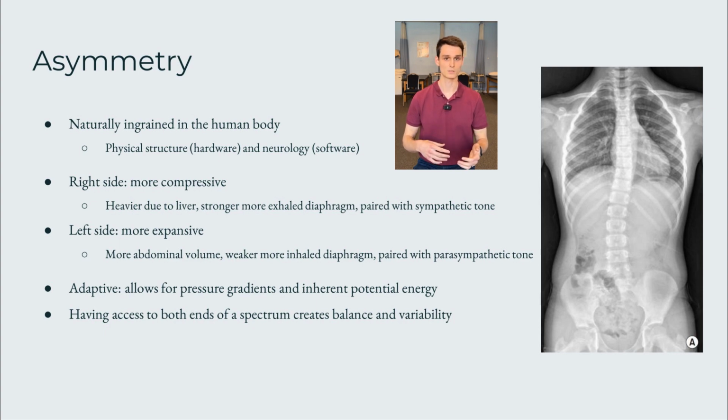Along those lines, the right side tends to be more of a compressive biased side, where we're actually heavier on the right side of our body due to the liver being on that side. The diaphragm on that side is much stronger and larger, and it sits in more of an exhaled domed position. Even looking at the nostrils, breathing through your right nostril pairs with sympathetic nervous system activity, whereas the left side is a little bit more the opposite.